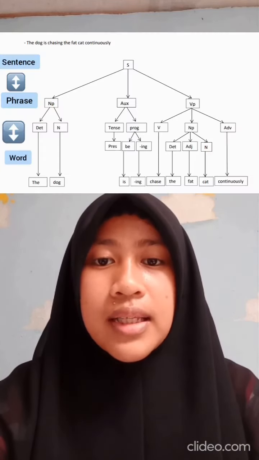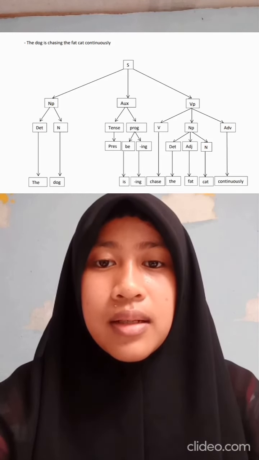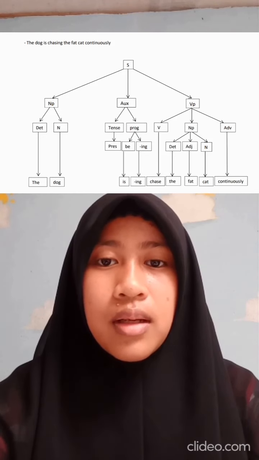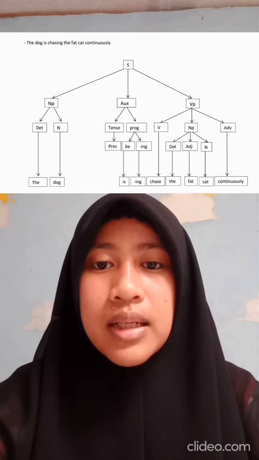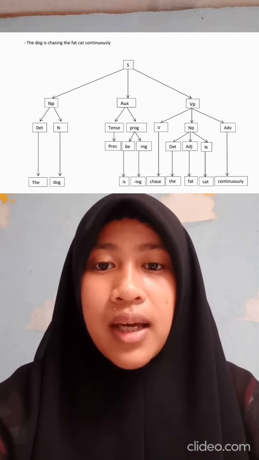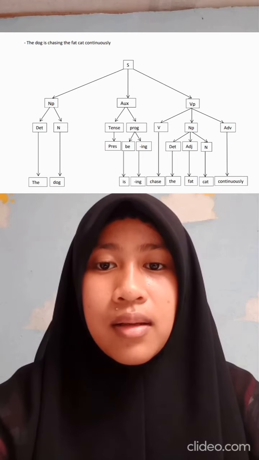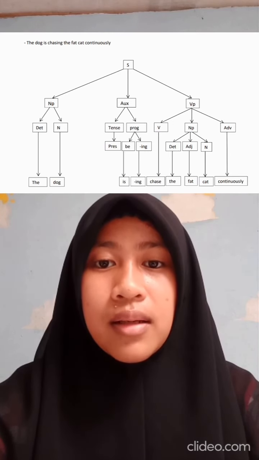4. The dog is chasing the fat cat continuously. The is determiner. Dog is noun. The dog is a noun phrase. Is and ing are auxiliary. Chase is verb. The is determiner. Fat is adjective. Cat is noun. The fat cat is a noun phrase. Continuously is adverb. Chase the fat cat continuously is a verb phrase.